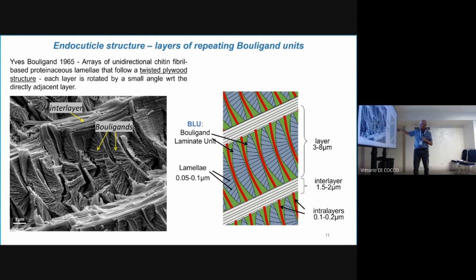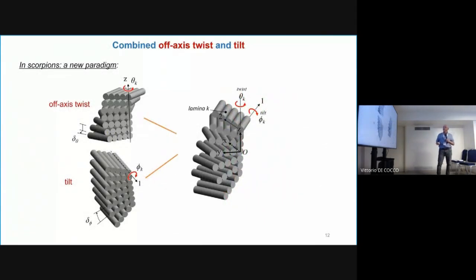Every blue part here is called BLU, meaning Bouligand laminate unit. That's one unit. The Bouligand unit consists of lamellae, which are also sub-micron. So that gives you an idea of the architecture. And the interesting thing is that it's a combination of off-axis twist, like this, and a tilt, which was unexpected. And we see this only in scorpion cuticle.